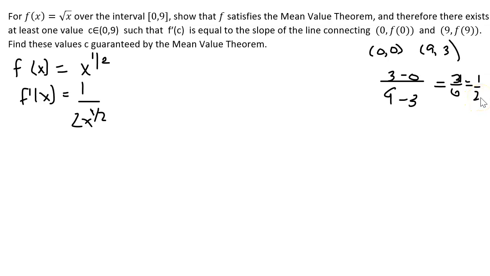So now we're going to set these equal to each other in the hopes that we can find our value of c. So we're going to do 1 over 2c to the 1/2 power equals the slope. And you might already be able to see this. The only way for this to work is to solve for c. But let's go ahead and finish the actual solution. Times 2 to both sides.